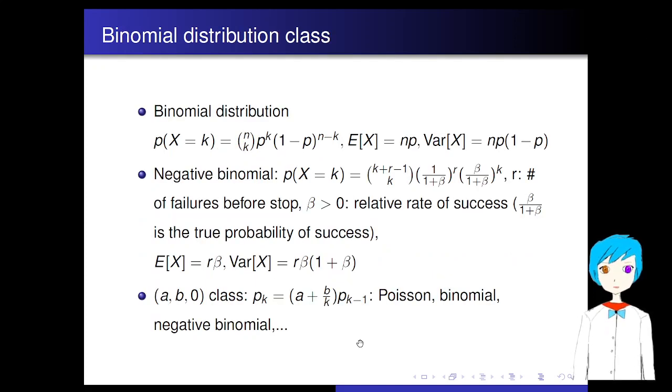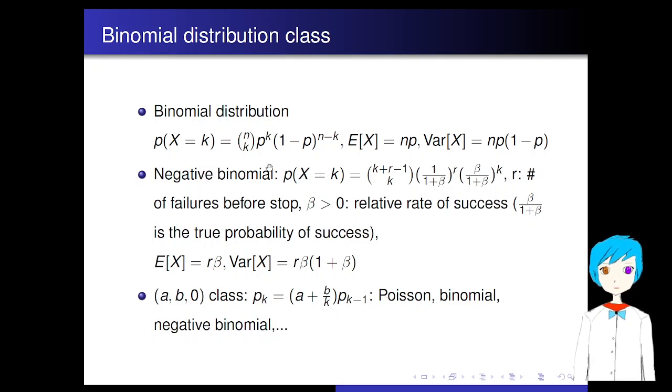Finally, we have the binomial distribution class. We say that the random variable X obeys the binomial distribution if it can take the integer value from 0 to n, and the probability that it equals k is given as follows. The expectation is n times p and the variance is np times 1 minus p. So p is like the success probability, and we are repeating an experiment n times.